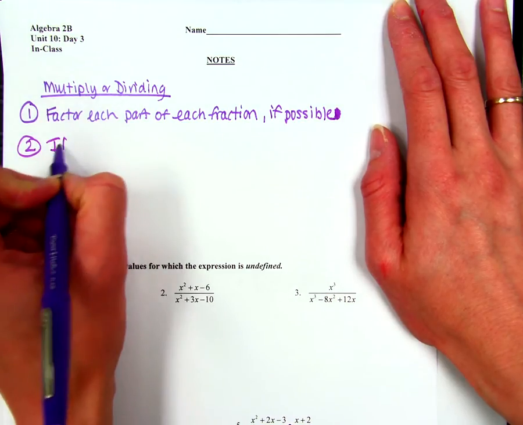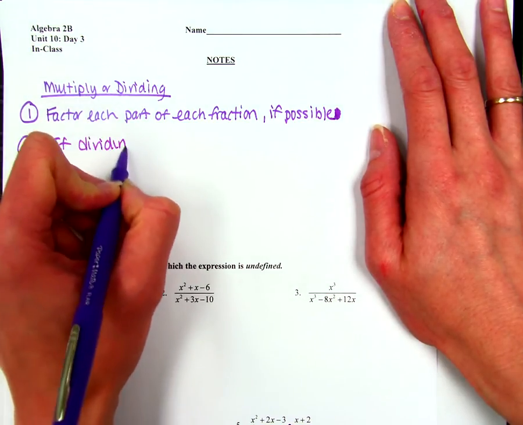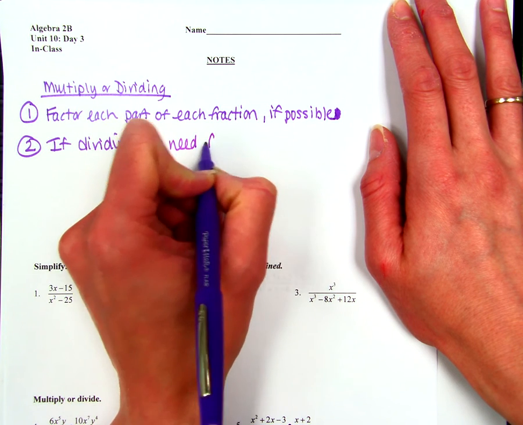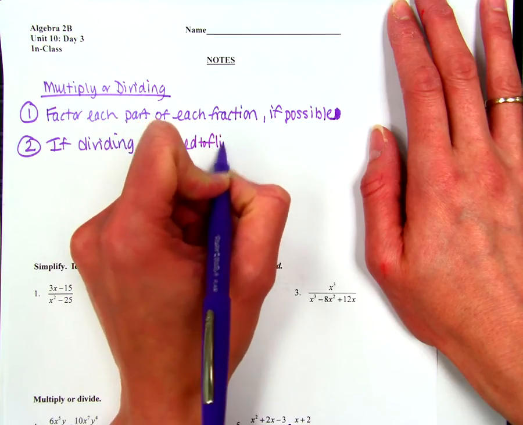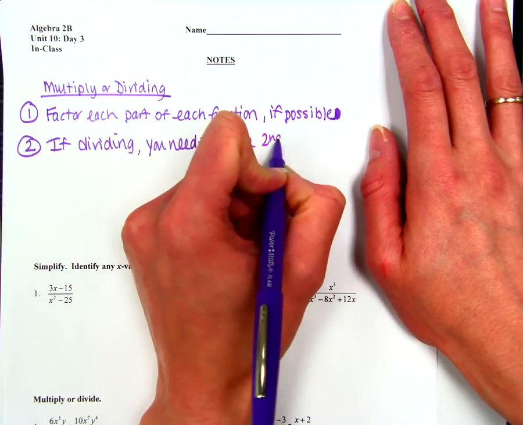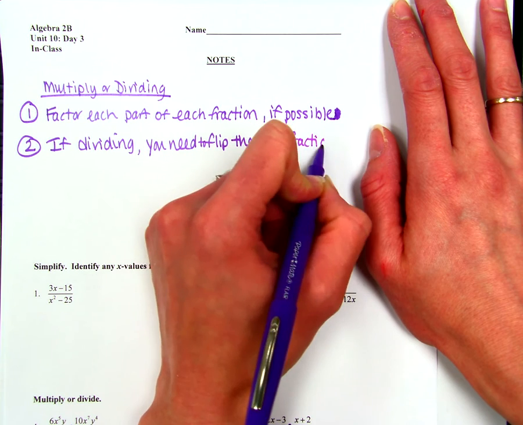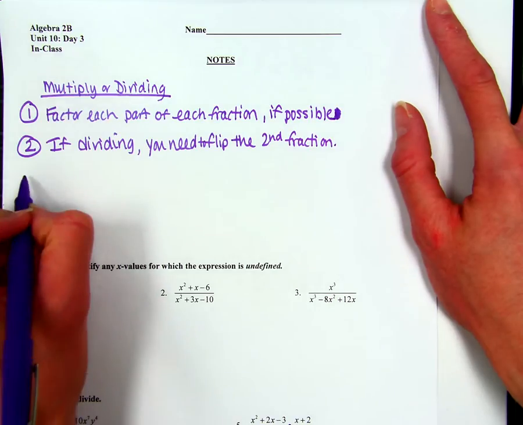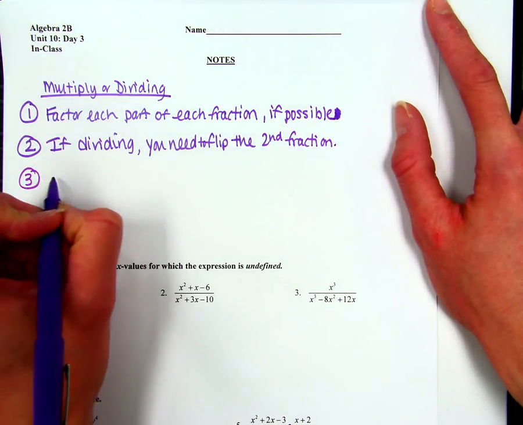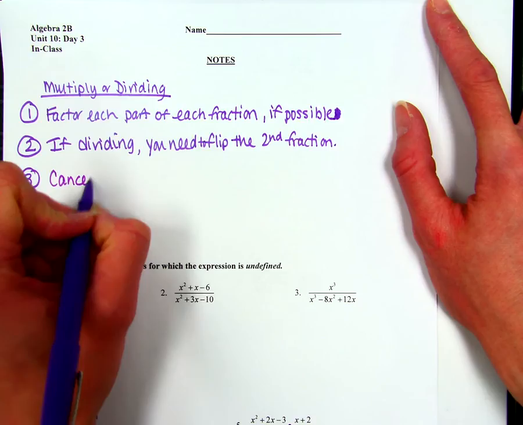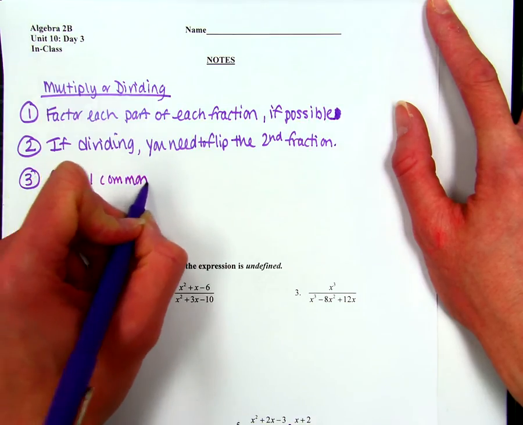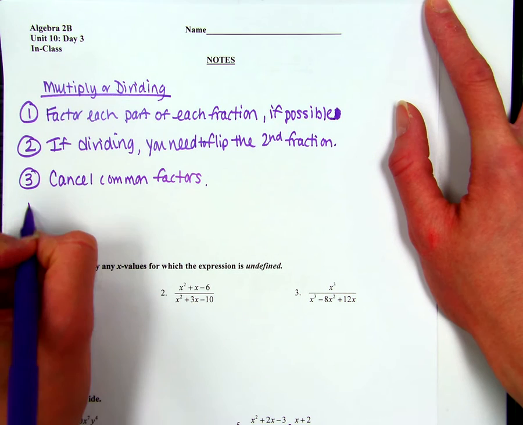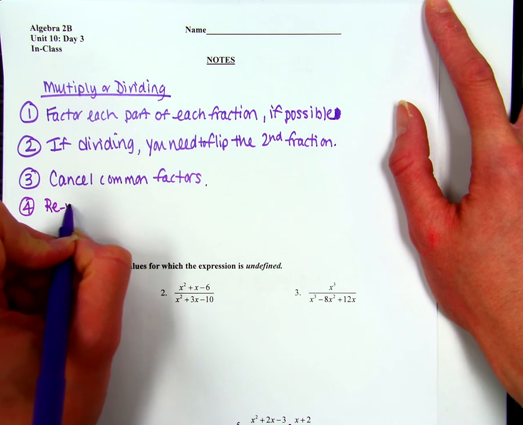All right, if it's dividing, you need to flip the second fraction. So remember, dividing is the same as multiplying by the reciprocal. All right, then you're going to cancel common factors. And then the last step is rewrite whatever's left over.